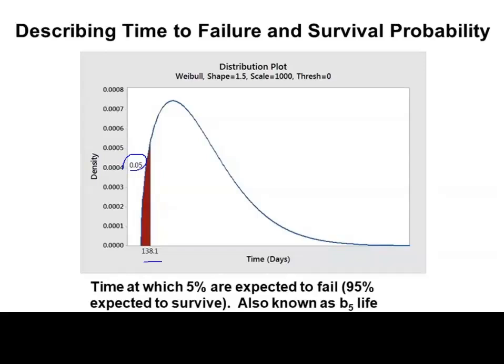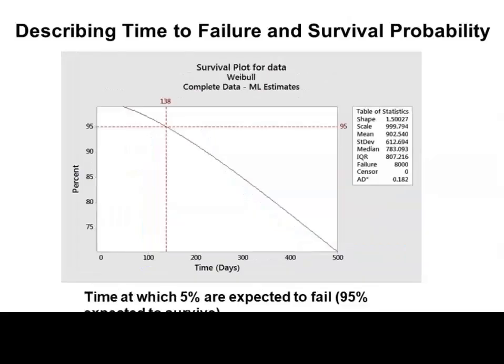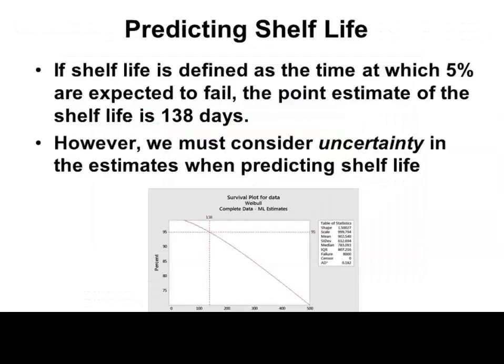Now keep in mind, this is the point estimate. Just again, to illustrate that, if I go to my survival plot, 5% failing is equal to 95% surviving, right? So on that survival plot for that function, 138 would be exactly where this curve hits 95% survival. Now, as we talked about earlier, that's a point estimate.